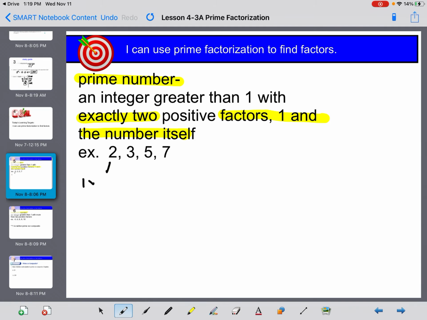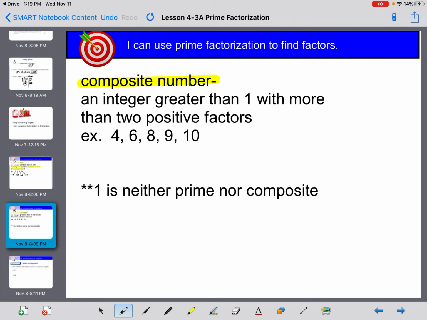2 is prime because 1 times 2 are the only 2 numbers that go into 2. 3 is divisible by only 1 and 3. 5 is divisible by only 1 and itself. 7 is divisible by only 1 and itself. So these numbers are prime. There are many others.